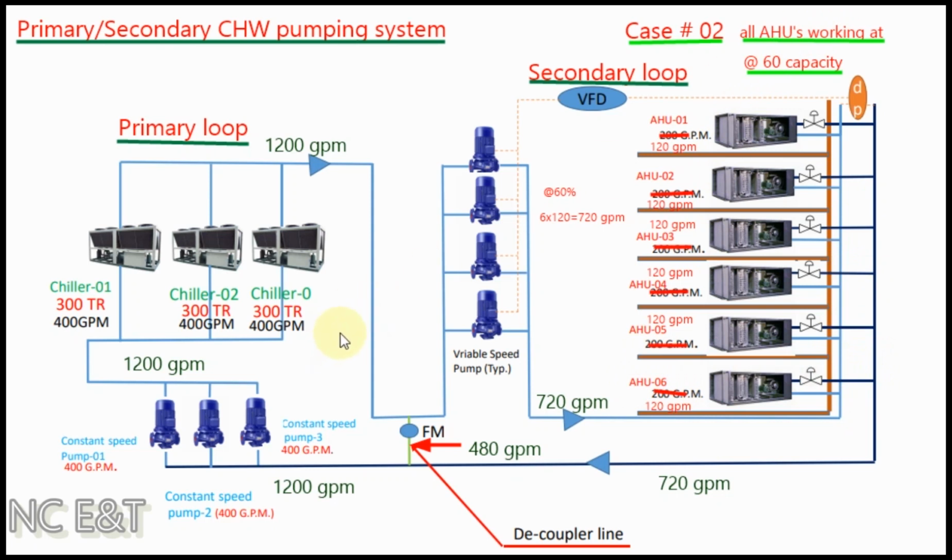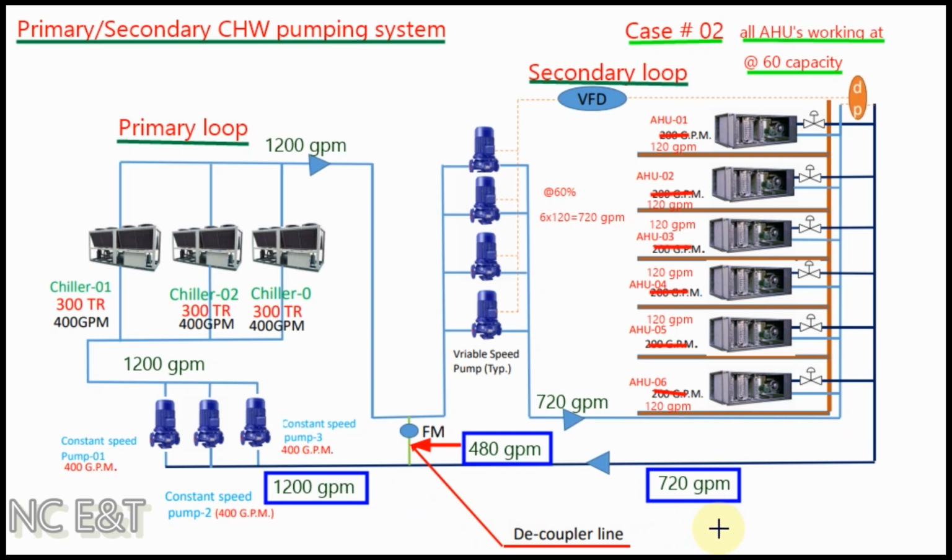Now we'll go to the primary loop. Here we have 3 chill water pumps working at constant speed having a GPM of 400. So the total GPM in the primary loop will be 1200 GPM, and to keep the chiller working we must run a constant flow through them. So in this case there will be different chill water flow in the primary loop and secondary loop. In the primary loop we have 1200 GPM, whereas in the secondary loop we will have only 720 GPM. There will be a difference of 480 GPM.